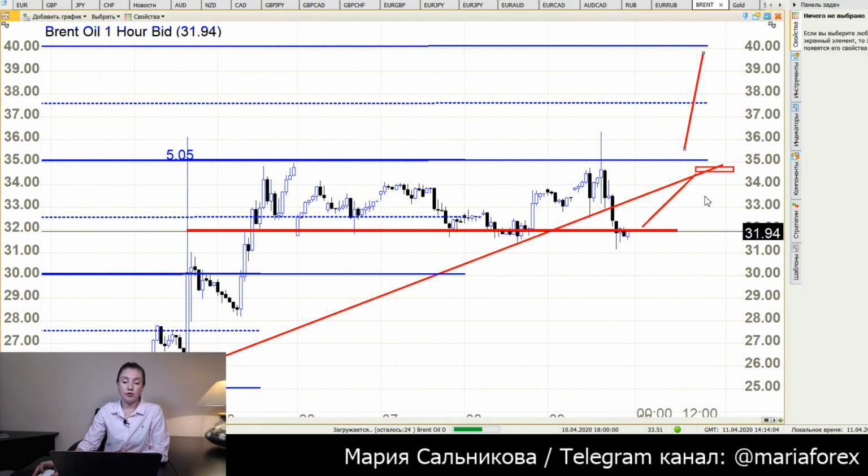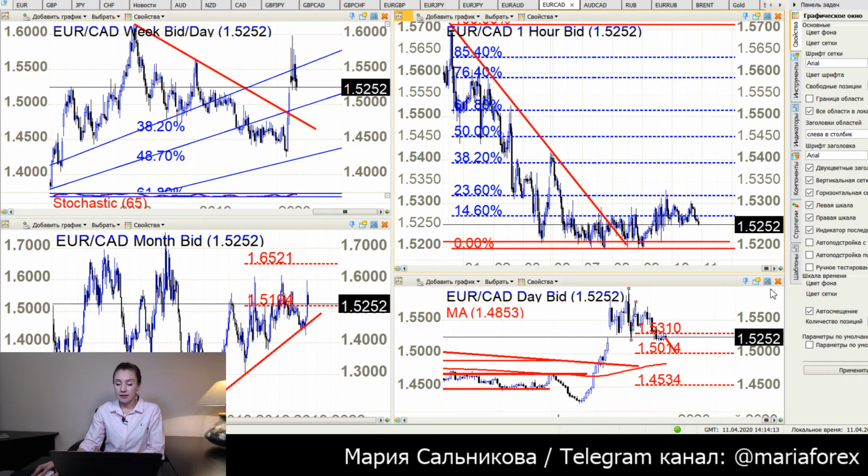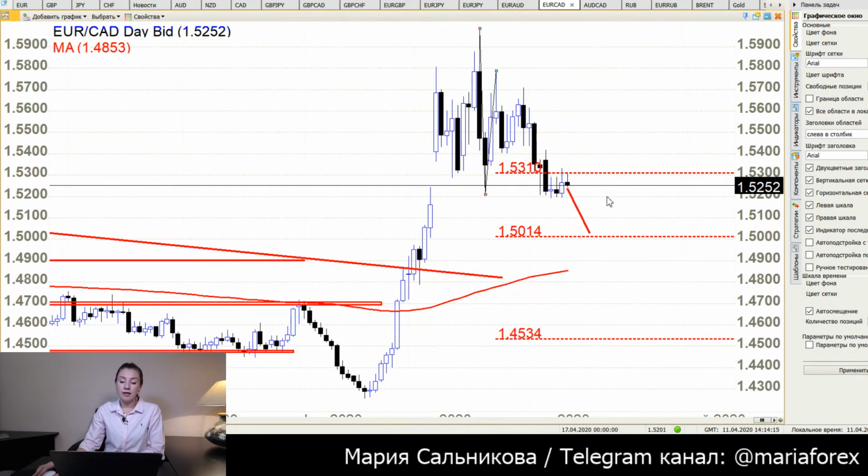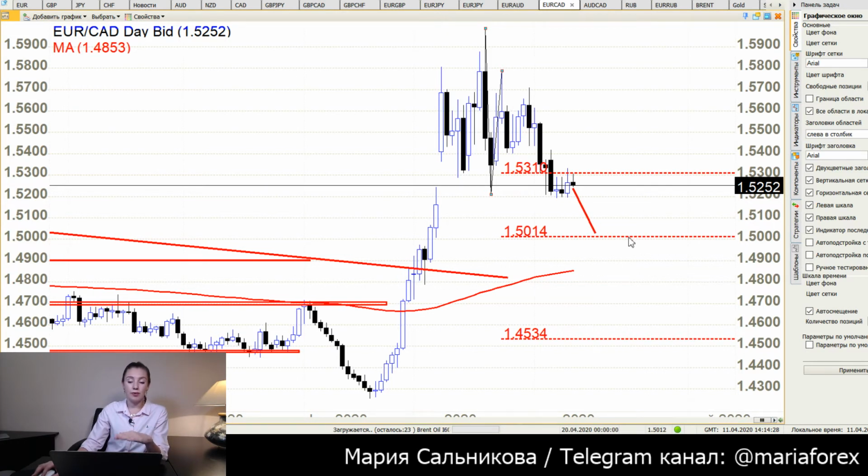That is an idea for further, maybe a week, maybe two weeks, for this instrument. And about Euro Canadian dollar, my idea on the daily chart is like that. Under 1.53, it is okay to sell with a target of 1.50. It is still a good idea, but only until the price is under 1.53. If you see price going above 1.53, do not sell.